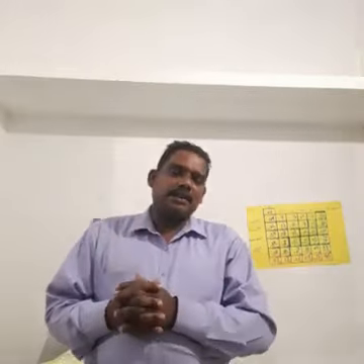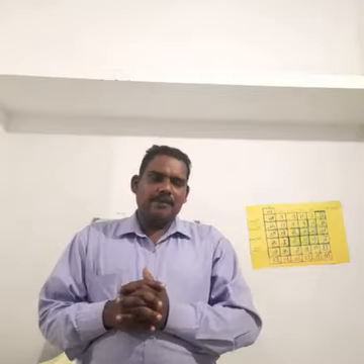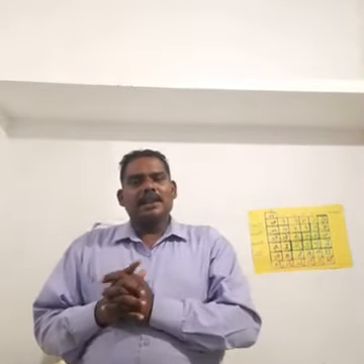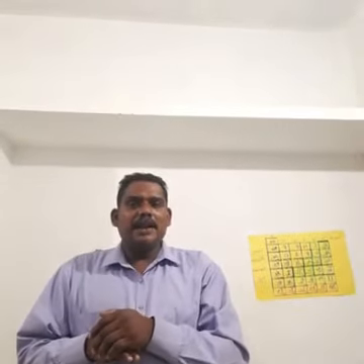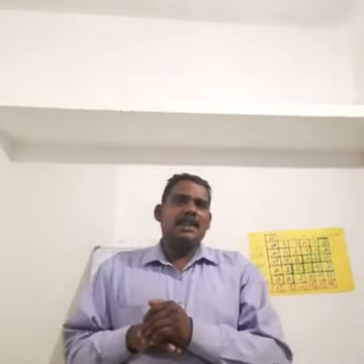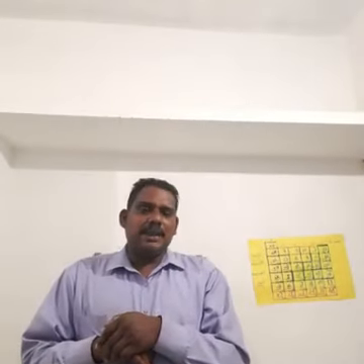Number of ionizable H+ ions present in 1 mole of an acid, that is called what? Basicity. Okay. Now, which formula can be adopted here? E is equal to molar mass of an acid divided by basicity of an acid.